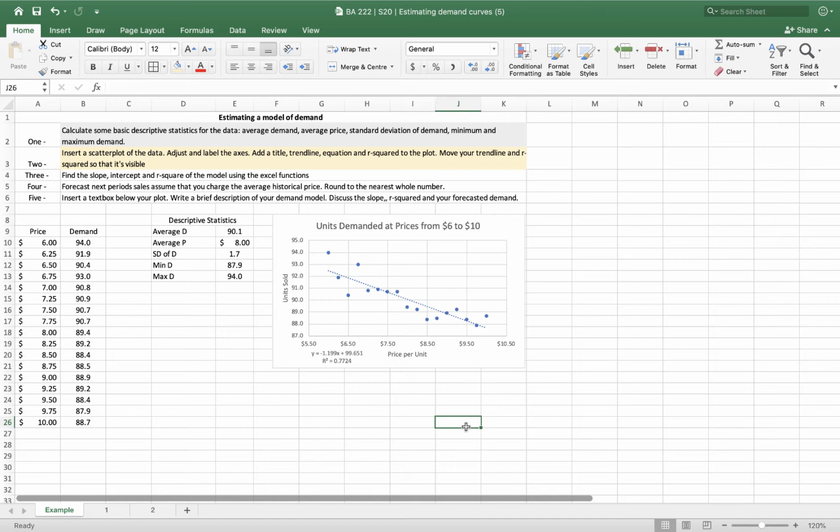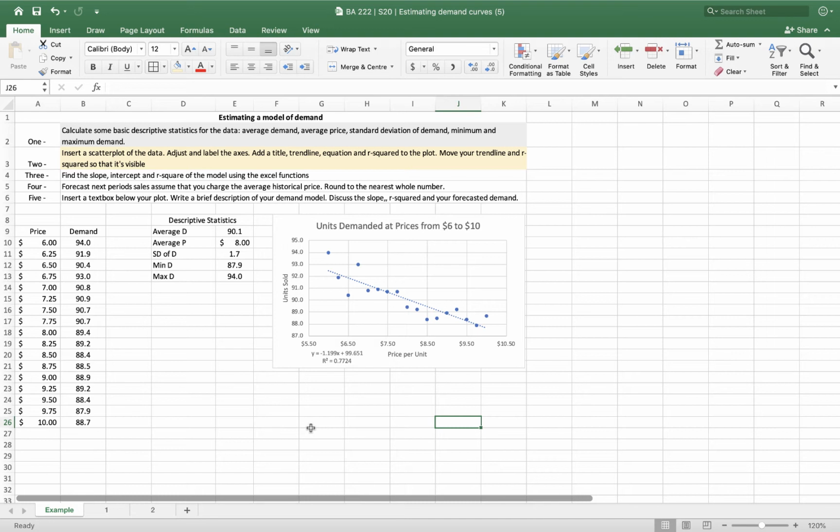And so what the equation in this box tells us is that our Y value, which in this case is units sold, is going to be equal to negative 1.199x plus 99.651. That basically means that the intercept here is 99.651. So if price were 0, which we can't actually extrapolate that far because our lowest price is 6, but on this line, at a price of 0, demand would be 99.651.